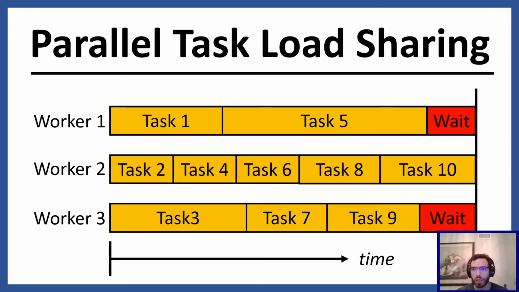So first of all, I just have this diagram here showing you a little bit what parallel task load sharing does. If you have 10 tasks, they need to be assigned between 3 workers. It would start out and assign task 1 to worker 1, task 2 to worker 2, task 3 to worker 3, and then it would wait until one of the workers is available to assign task 4. So as you can see here, worker 2 is the first one to finish, so then it gets task 4, and then worker 1 finishes next, so it gets task 5, then worker 2 gets task 6, all the way to 7, 8, 9, and 10.